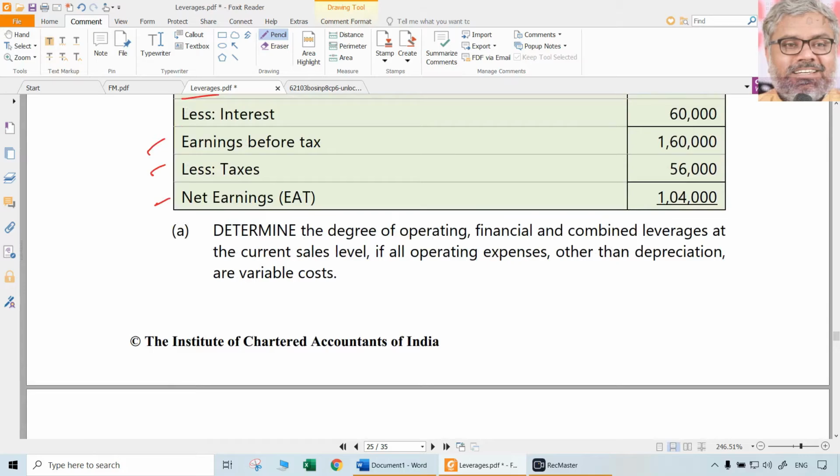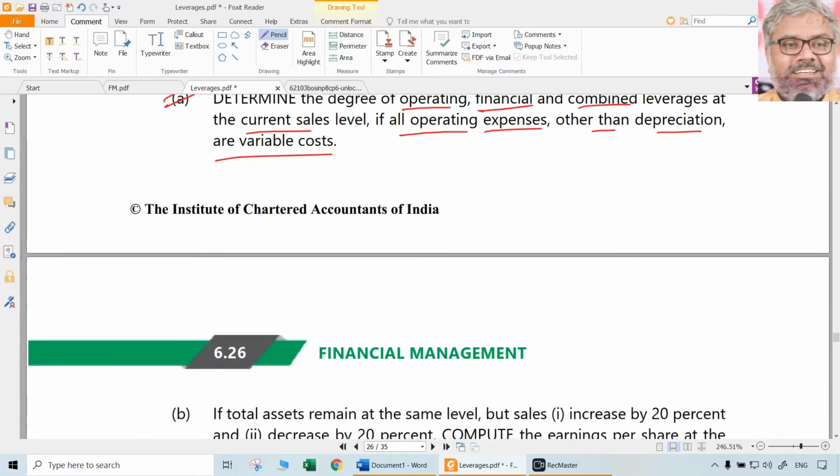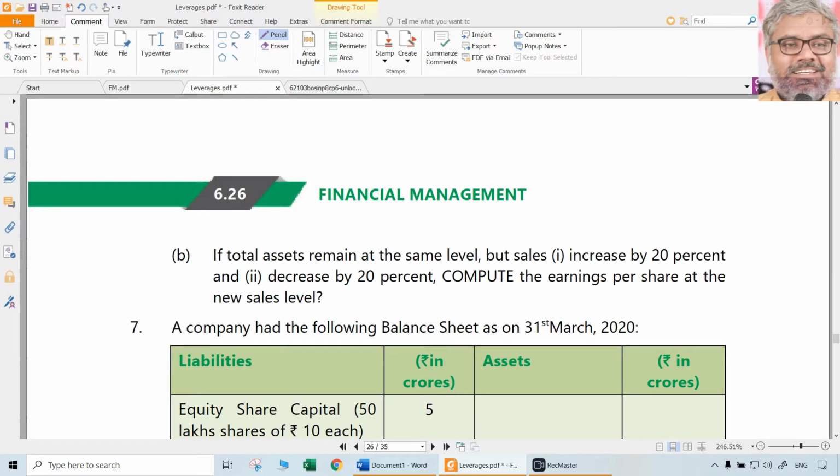What is required here? First point, degree of operating, financial and combined leverages at the current sales level if all operating expenses other than depreciation are variable costs. All operating expenses are variable cost, only depreciation is fixed cost. Then second one, if total assets remain at the same level but sales increase by 20% or decrease by 20%, compute the EPS at the new sales level.